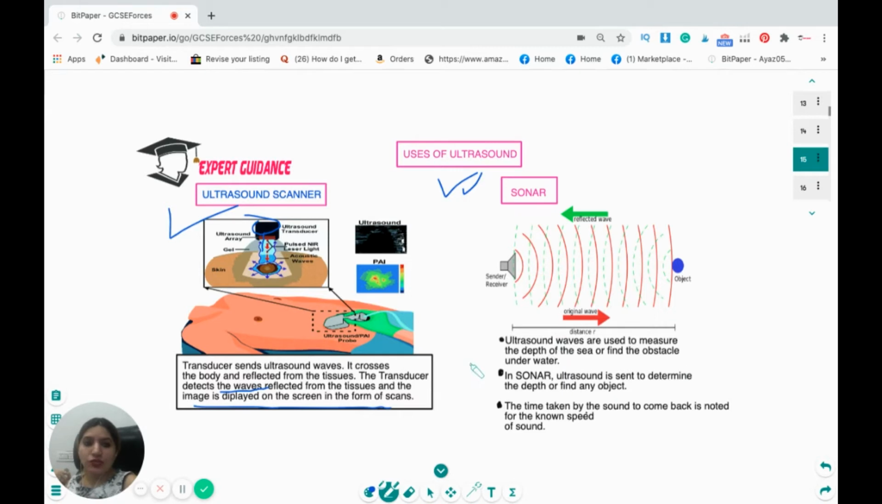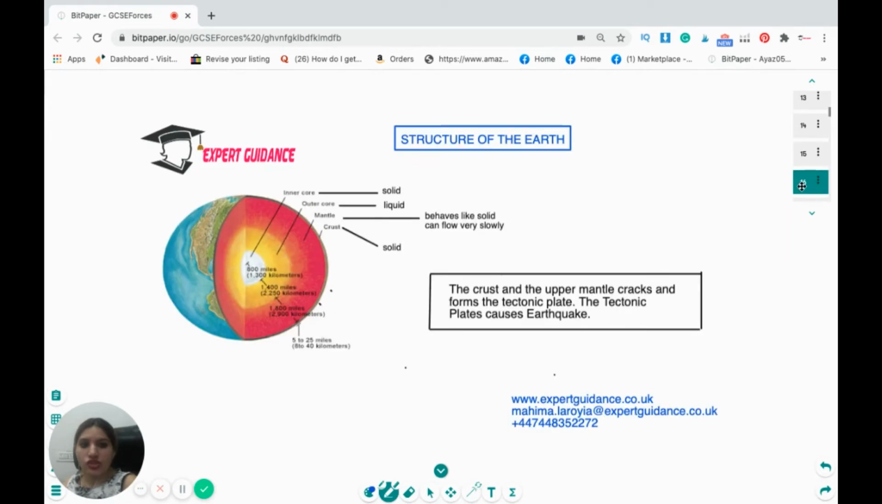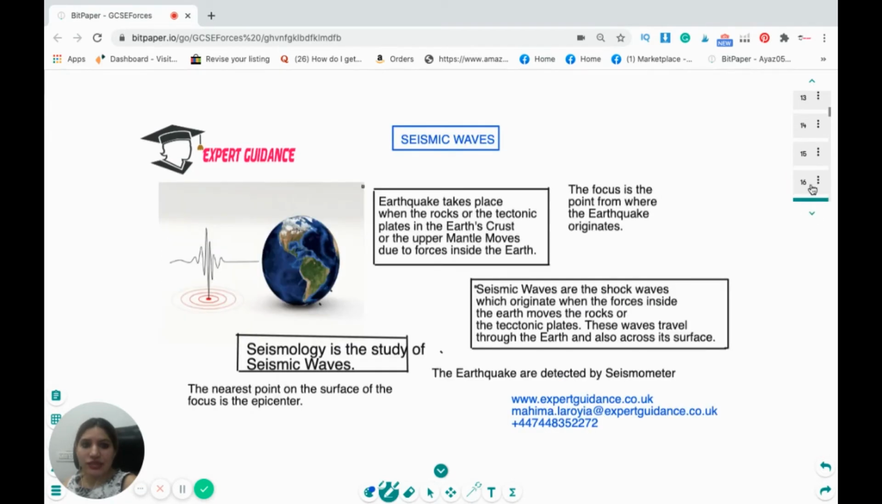Ultrasound waves are used to measure the depth of the sea or to find an obstacle underwater. In sonar, ultrasound is sent to determine the depth or find any object. The time taken by the sound to come back is noted, and for the known speed of the sound, you can do velocity times time to work out the distance of the obstacle, and you have to divide by 2 because it is an echo. So it's going and coming back, so it is traveling double the distance. Okay, so I hope this is clear to you.